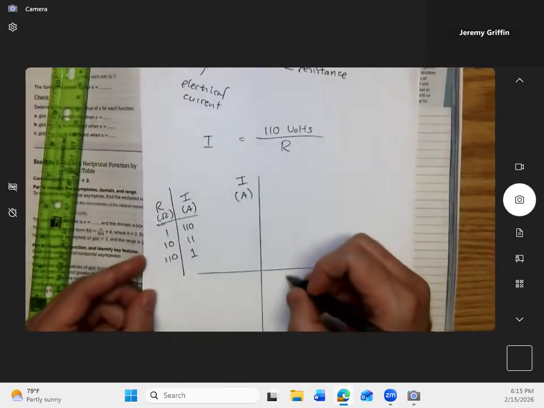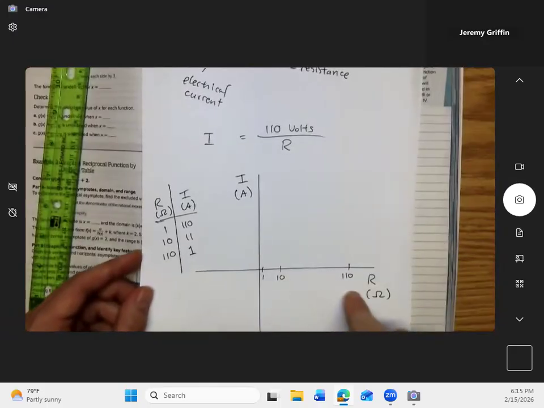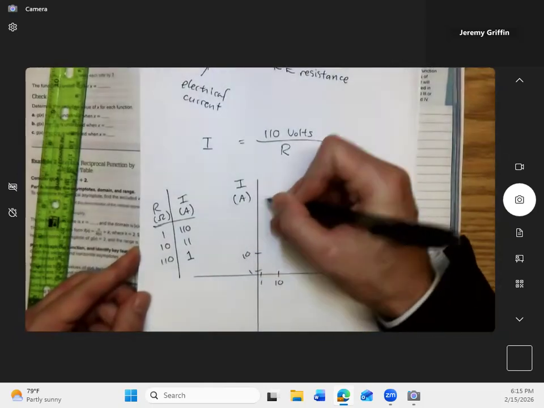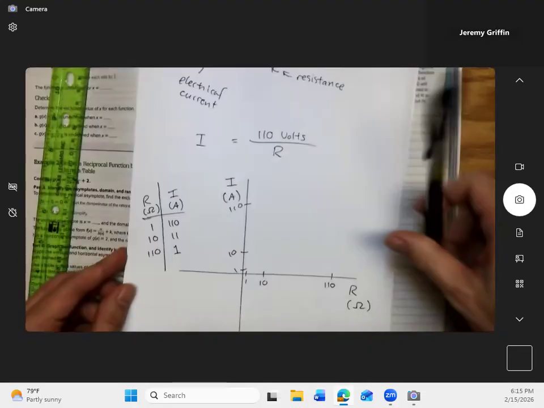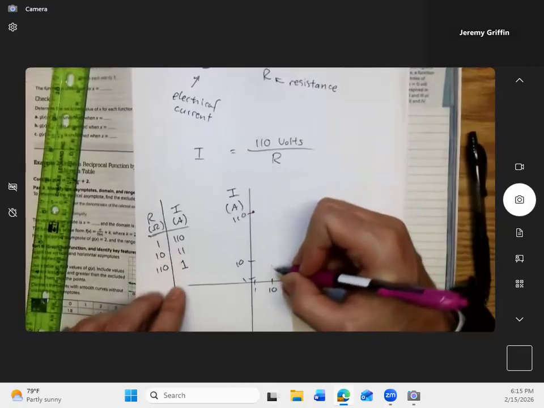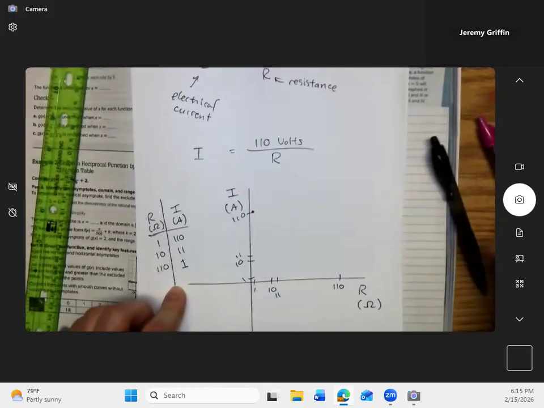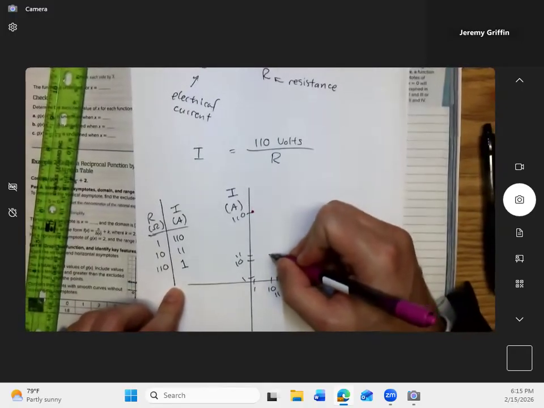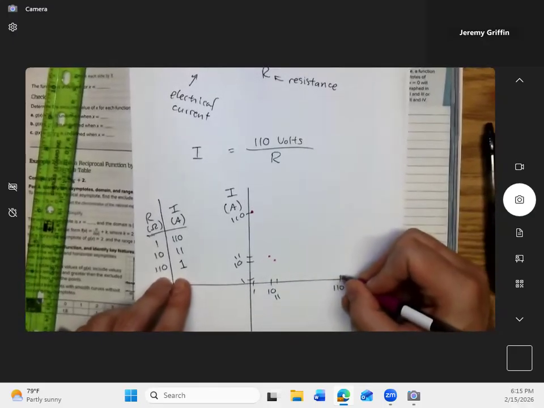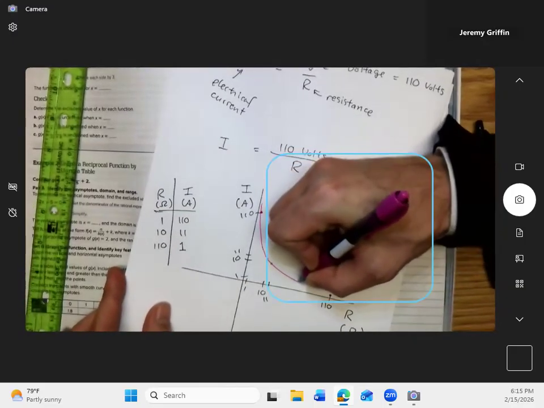So let's go to resistance. Put 10 about here, 1 about here, 110 about here. I don't know if that's exactly the scale, but you get the idea. The same thing this way: 1, 10, 110. The points are 1 comma 110, 10 comma 11, 11 comma 10, and 110 comma 1, each a pair of points. So we get a graph that looks like this.